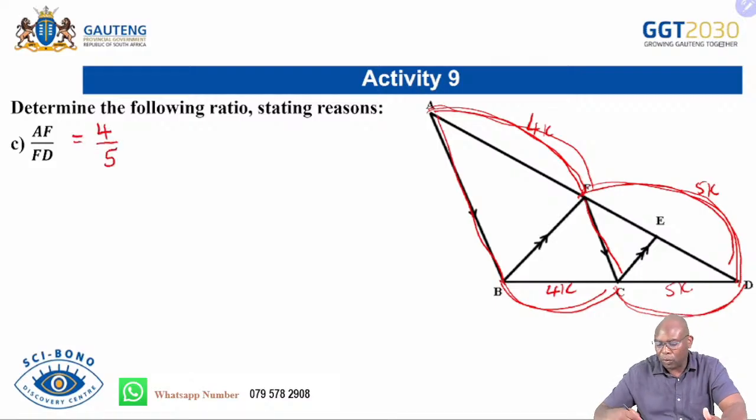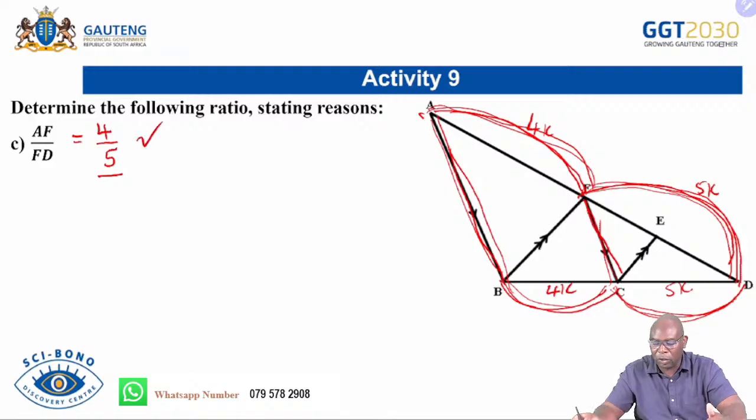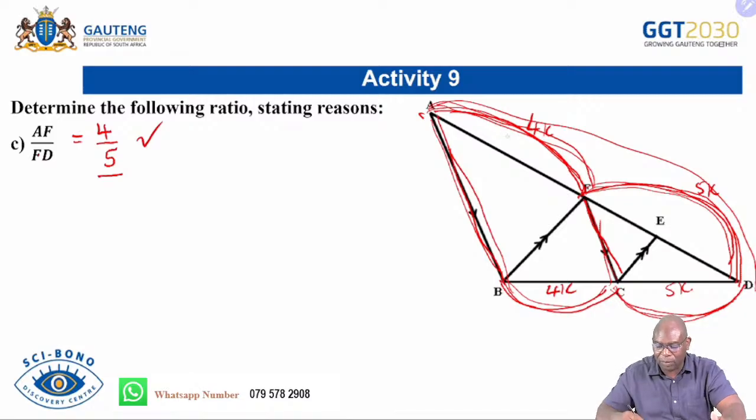Okay, so because of those two parallel lines, we're going to use the ratios of this one and that one of those two parallel lines in triangle ABD. So that is an easy question that we needed to do. But if I've got AF over AD, that was going to be 4 over 9, because then we have to add the 2.